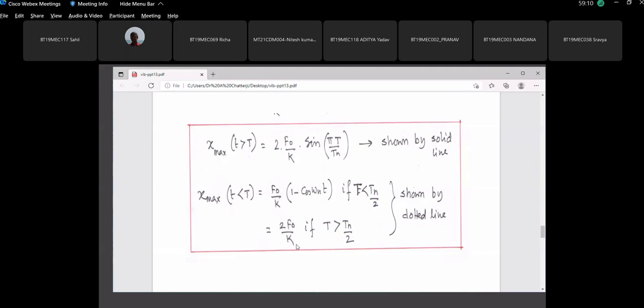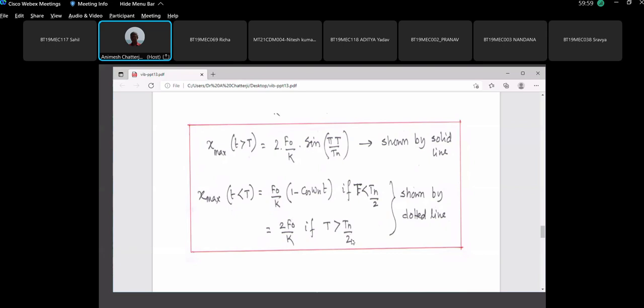2f0 by k when small t is greater than half time period. If small t is less than half time period, this cannot achieve the maximum value. So phase 1 vibration has this maximum value when t is equal to capital T. This cannot reach this value because the maximum value occurs at t equal to half time period, but our t is smaller than half time period. It cannot acquire that maximum value. So it acquires the maximum value when time t is greater than half time period.